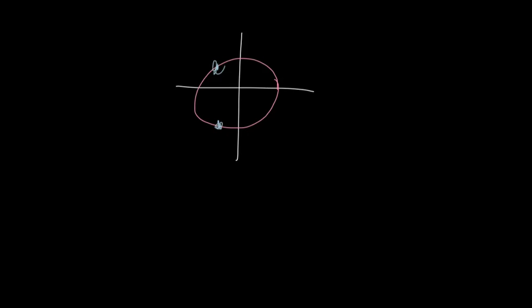So if the vertical line test fails, if there's more than one y point on any given vertical line, then it's not a function. So this would be not a function.